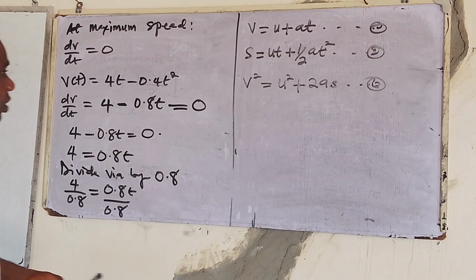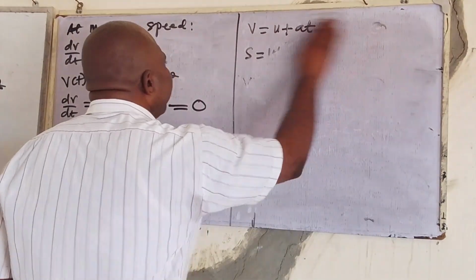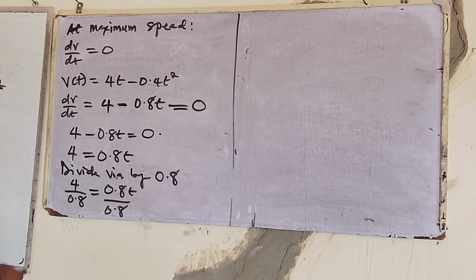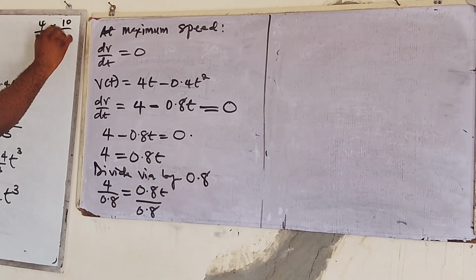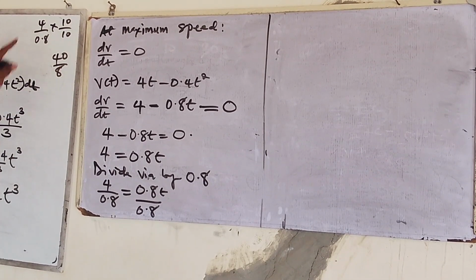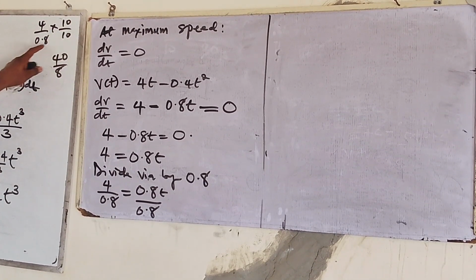So at this point, let's see the value of 4 divided by 0.8. Let's times this by 10 and this by 10. Now give me 40 all over 8, because 4 times 10 is 40, and 0.8 times 10 is 8.